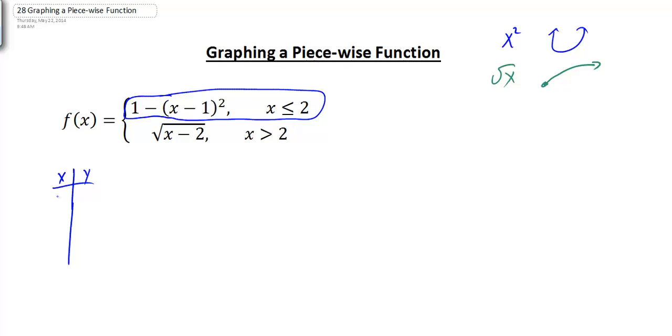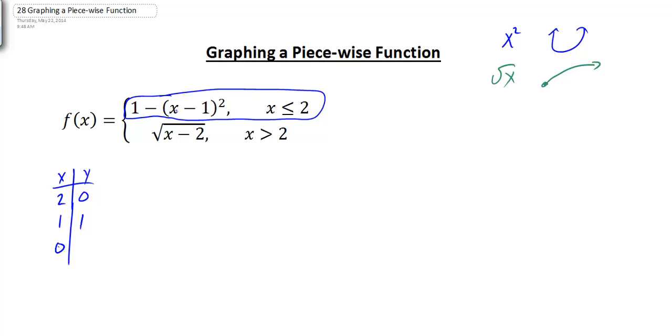So I'm going to start with 2. And if we plug 2 in, you're going to get 2 minus 1 is 1. 1 squared is 1. And 1 minus 1 is equal to 0. And then I'm going to pick 0. 0 is less than or equal to 2, but well, let me go ahead and pick 1. If we pick 1, that's still less than or equal to 2, so 1 minus 1 is 0, and then 0 squared is 0, so then we end up with 1 minus 0, which is 1.